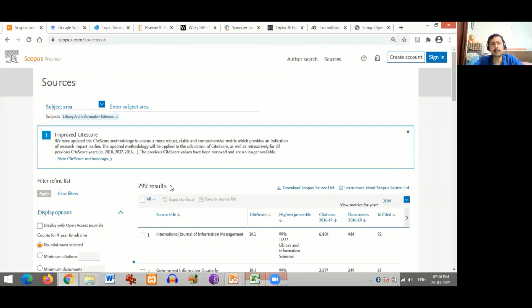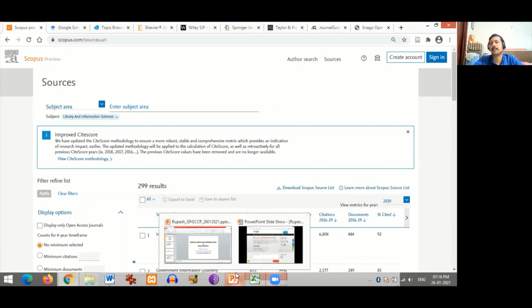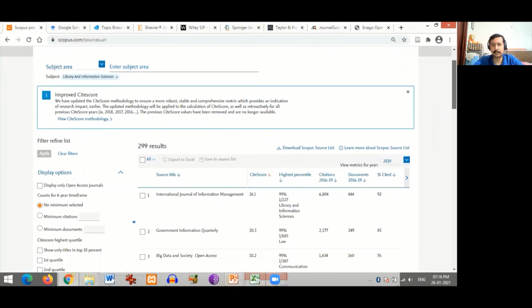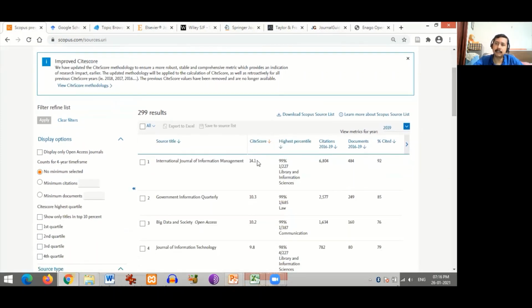Similarly, you may try out with your respective subjects. So once you find out the list of journals in your respective subject, the next criterion to look for, to decide which one to select among these, is based on CiteScore if you are using Scopus sources list. If you are using master journal list, you may have to find out journal impact factor. I will be discussing in the later part what is journal impact factor, what is H index, what is I10 index.